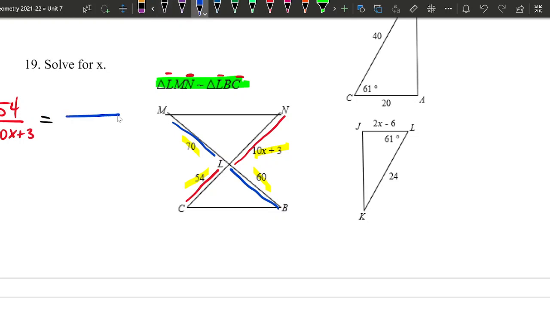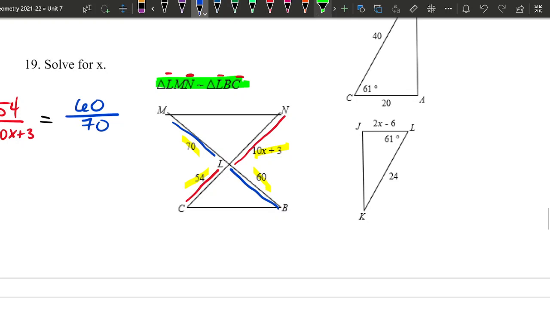all right, this part is important. 54, I put in the numerator. That was from the bottom triangle. So 60 needs to be in the numerator because that's also in the bottom triangle. It's just the blue one from the bottom. And the blue one from the top triangle is 70. So I set it up like that.